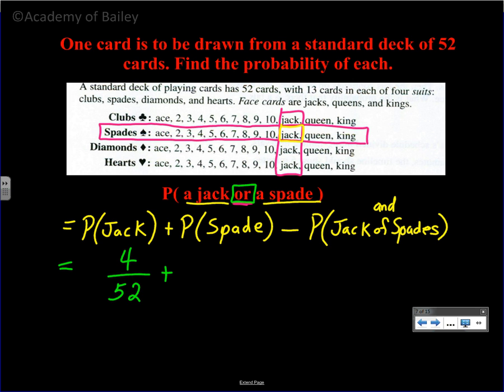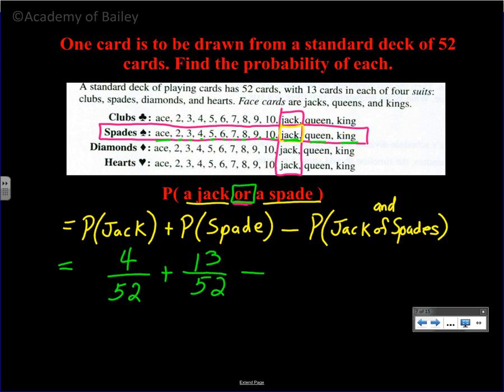How many spades are there? There's the ace, 2, 3, 4, 5, 6, 7, 8, 9, 10. So right there's 10 cards. There's 11, 12, 13. 13 spades out of 52. And I wanted to let you know that there was only one thing being chosen because that number on the bottom does not change in this case.